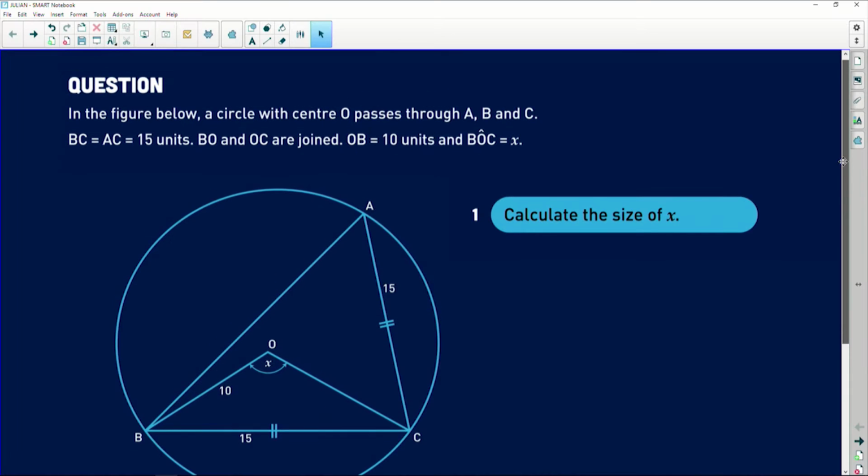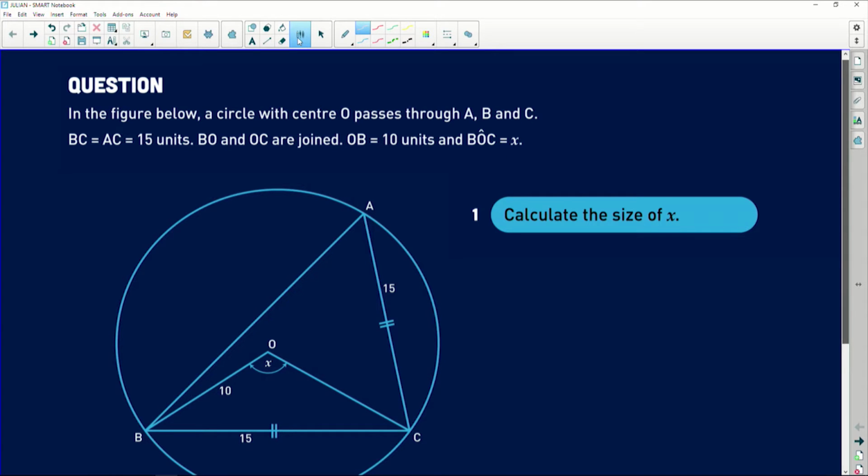Guys, let's have a look at what the question has to say. It says here, in the figure below, a circle with center O passes through A, B, and C. BC is equal to AC, which is equal to 15 units. BO and OC are joined. OB equals 10 units, and angle BOC equals X.